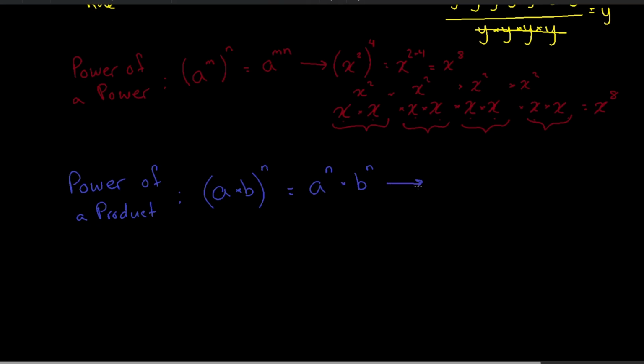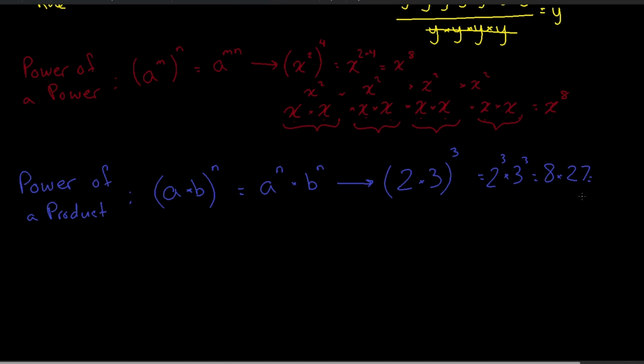Now, what's an example of this? Well, if I take 2, I'm just picking nice numbers, and I multiply it by 3, and I raise it to the third power, well, that's the same thing as 2 to the third times 3 to the third, and we know 2 to the third is 8, times 3 to the third is 27, and if you multiply that, you will get 216. And I can multiply it up here if you aren't sure. 27 times 8. 8 times 7 is 56. Bring up the 5. 8 times 2 is 16. Plus 5 is 21. And you get 216.